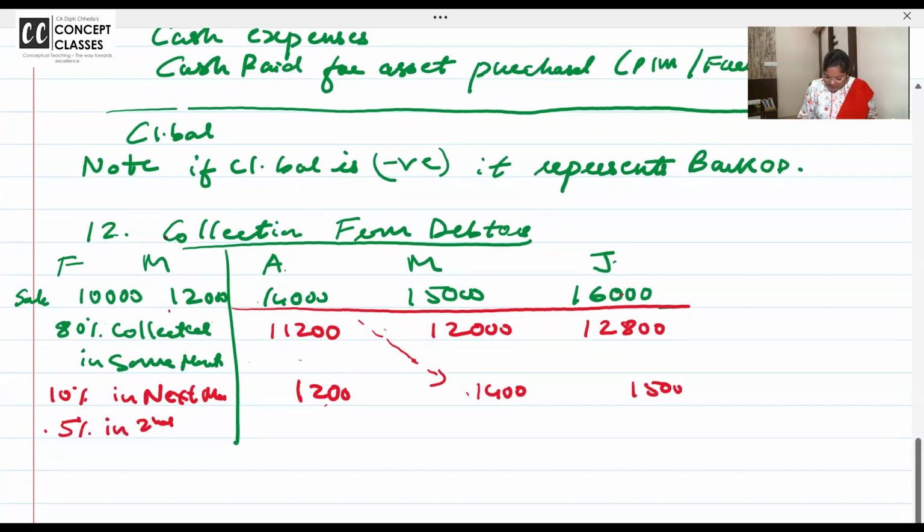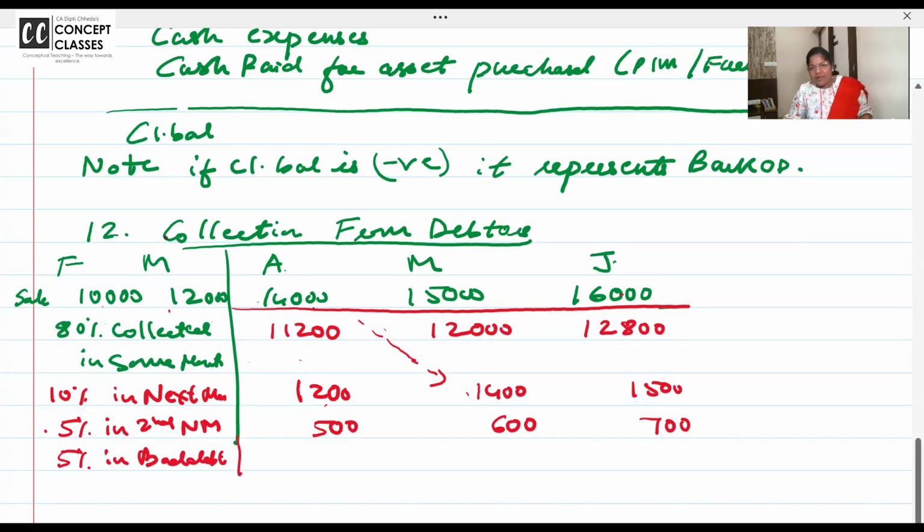5% in second next month. Second next month. मतलब February का 5%. 5% comes to 500 here. 1,200 का आधा 600 रुपए यहाँ. 14,000 का 5%. 700 here. And 5% is bad debt. Now my question to all of you. Shall I write 5%?